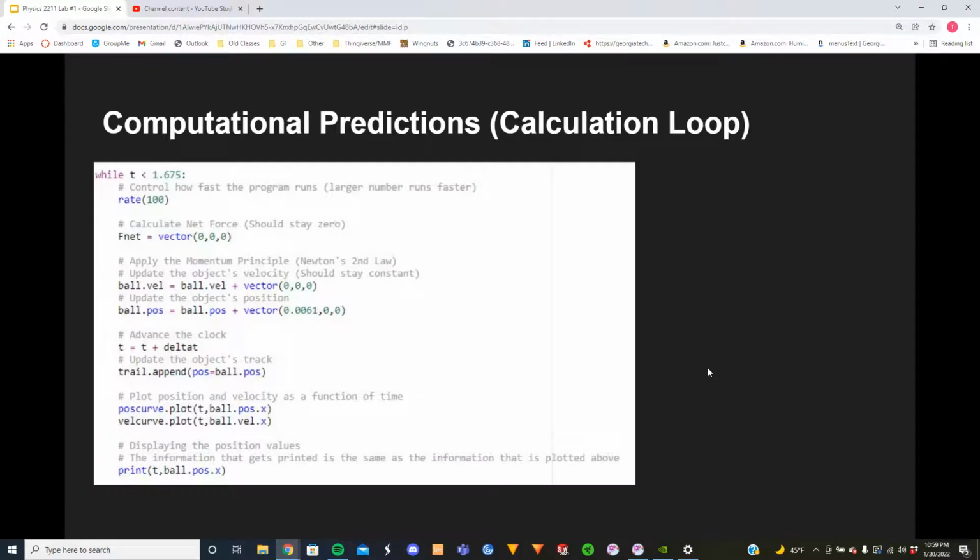This part of the computational model is the actual calculation loop that updates the velocity and position over time. Now, it does technically update the velocity over every iteration, but it does not actually change, given that it should be constant. So it adds a 0 vector to the current velocity vector.